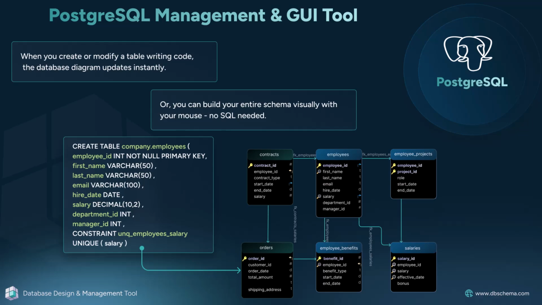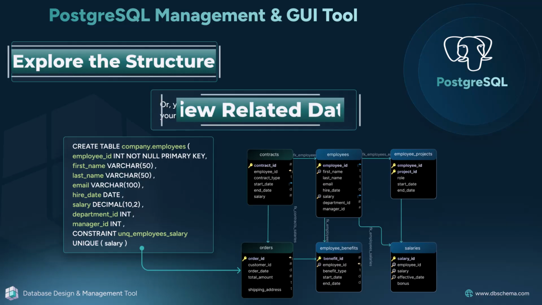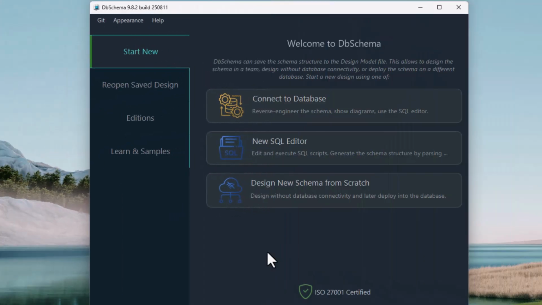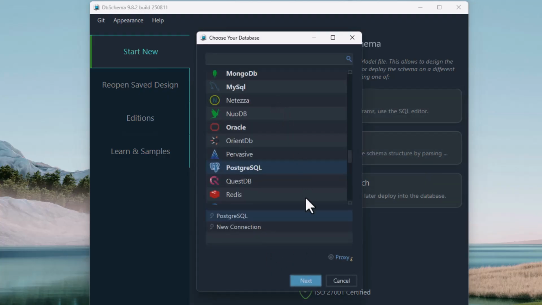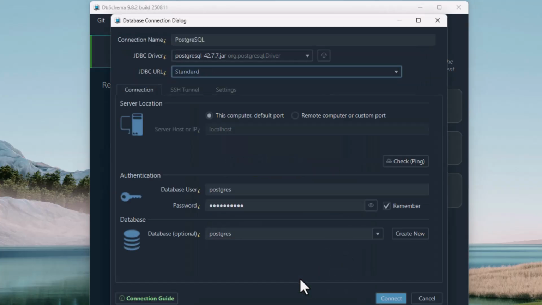Let me show you how you can look inside your PostgreSQL database using a GUI tool like DbSchema, so you can explore its structure, view related data, run queries, and share clear documentation. The first step is creating a connection to your database. I choose PostgreSQL from the list of supported databases, then enter the details.